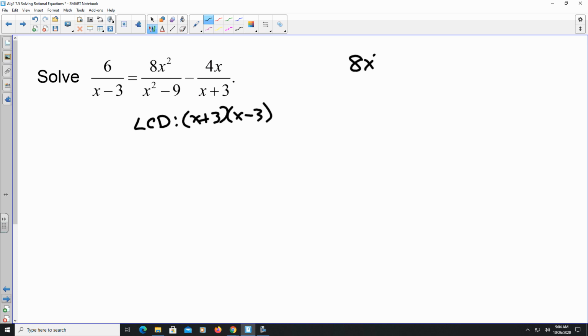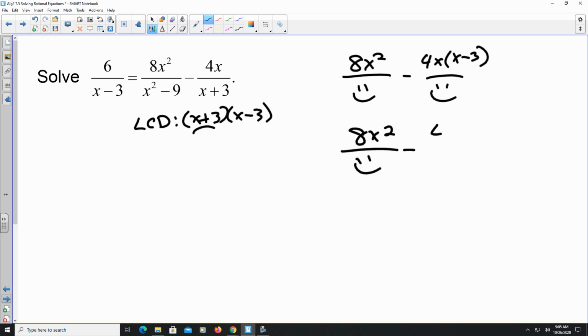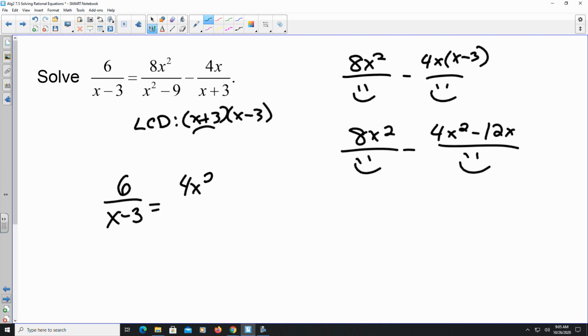Looking here, I have 8x squared all divided by the LCD minus, x plus 3 is right there. X minus 3 is not, so I have to take 4x and multiply it by x minus 3 on the top. So now I have 8x squared all divided by the LCD minus 4x squared minus 12x all divided by the LCD. When I combine the like terms, this is going to be 6 over x minus 3 equal to 4x squared plus 12x all divided by x plus 3 times the quantity of x minus 3.